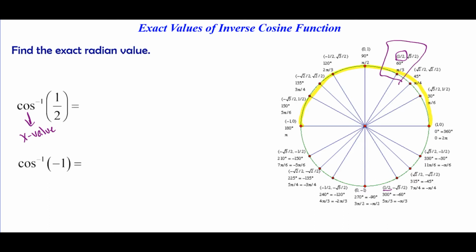Again, the directions ask for radian values. So we're going to say pi over 3. So on the second example, we're doing inverse cosine of -1. Well, that actually only happens here. So I'm using this point. Again, we wanted radian values, so we're going to go with pi.